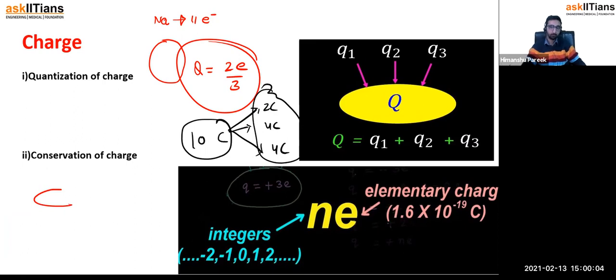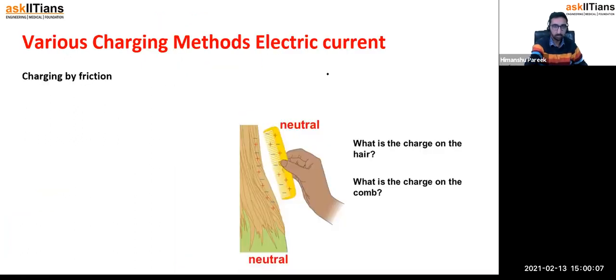All right. Okay. Now the next topic is, now we know what are charges, what are their properties. Okay. And like charges repel each other, and opposite charges attract each other. Now what are the various methods of charging? That's what we are going to discuss now. So there are three methods which I'm going to discuss with you for charging. First is charging by friction. Second is charging by conduction. And third is charging by induction. So one by one, we will discuss all the three methods.